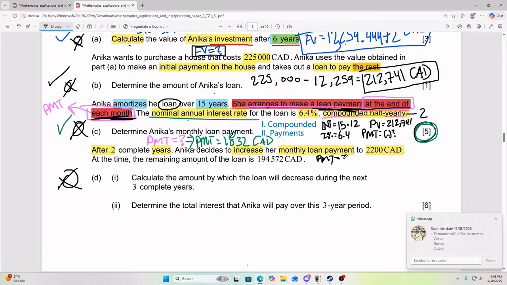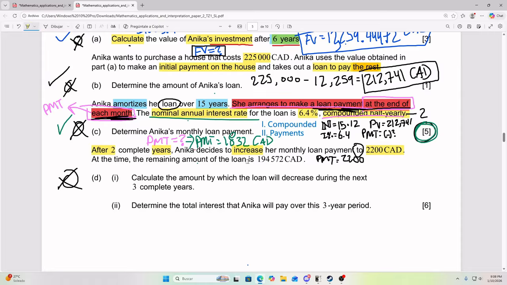So PMT now equals 2,200. And it says to, so it's literally 2,200. If it would say by, we would be adding, but because it says to, PMT is now 2,200. And they told us that at the time, the remaining amount of the loan is this, 194,572. And so for part D-I, we need to calculate the amount by which the loan will decrease during the next 3 complete years. So 3 years is basically what we're trying to calculate from here.